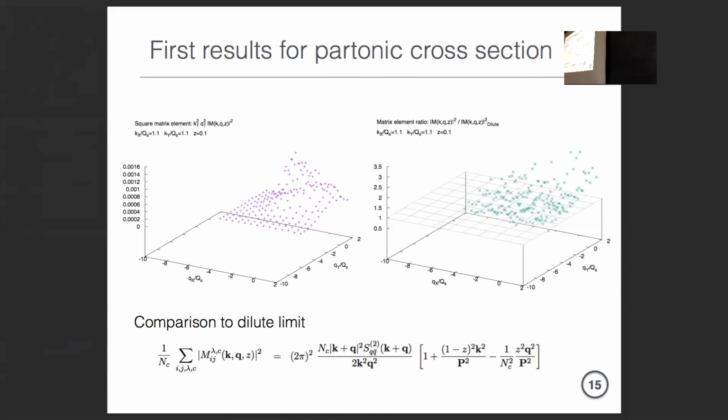Okay, good. So if you take the ratio to dilute, what you typically find is an enhancement. If your momenta are on the order of the saturation scale, the enhancement is around a factor of 1 to 3 or something like this. I mean, you see points are still all over the map. One needs more statistics here and so forth. But this is just a proof of principle that this can be done.